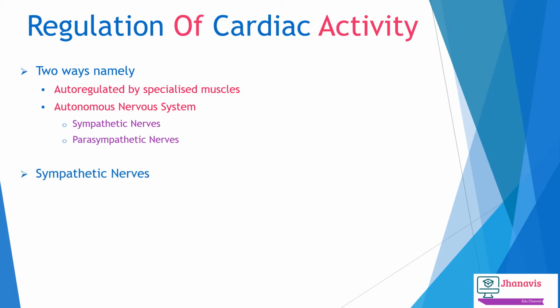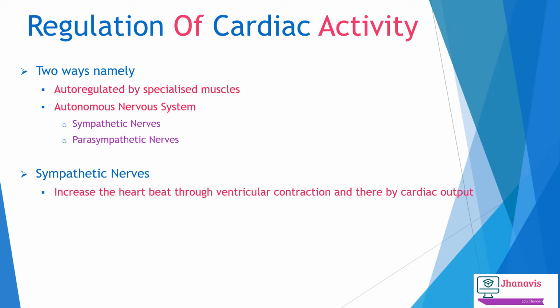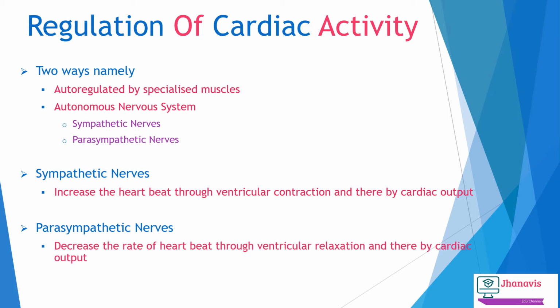This will increase the heartbeat through ventricular contraction. That means these nerves will increase the heartbeat because they give a signal for the ventricular contraction. When the ventricles contract, the heart rate or the heartbeat will be more, hence the cardiac output. Whereas parasympathetic nerves will do exactly the opposite role. The parasympathetic nerves will mainly decrease the rate of the heartbeat through ventricular relaxation.